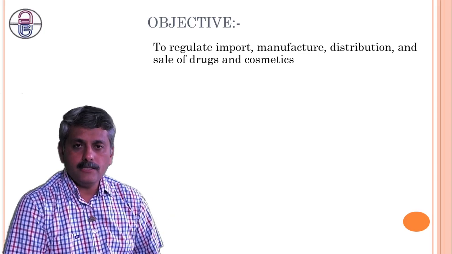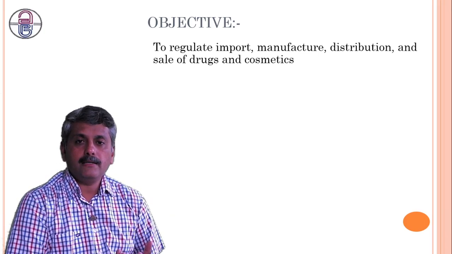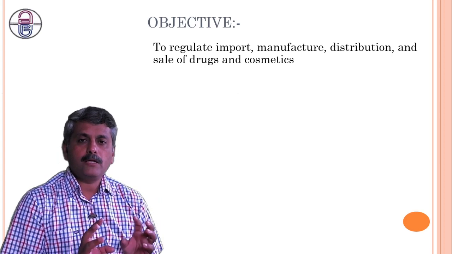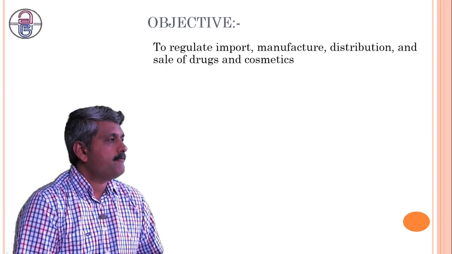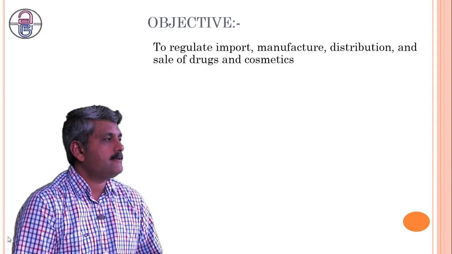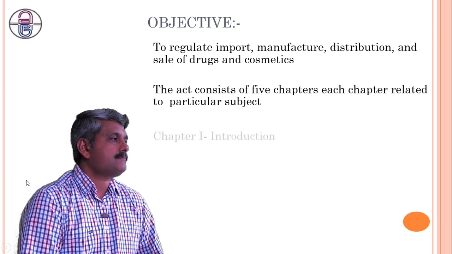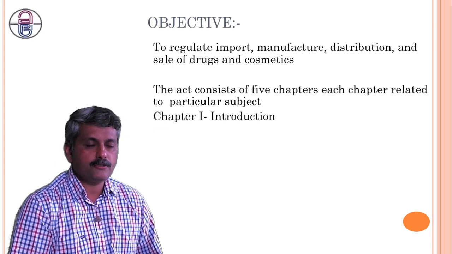So how will you do this? When we say that it is regulated, how will you regulate? To achieve this object, this chapter is subdivided into five parts. Five parts. Every chapter indicates its special character. Chapter one is related to the introduction of this act. That is the introduction of the act.